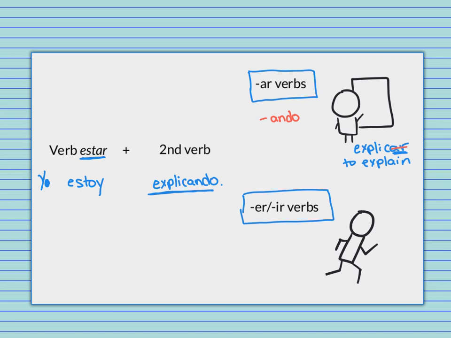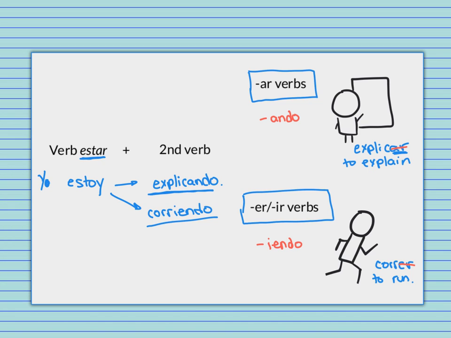Now, for ER verbs, let's take this guy as an example. The action that he's performing is correr, or to run. Okay. Oops, that's a very bad R. To run, there you go. So in this case, what we're going to add instead of an -ando is going to be -iendo. So again, we're going to get rid of the ER ending, and we are going to write it here instead as corriendo.